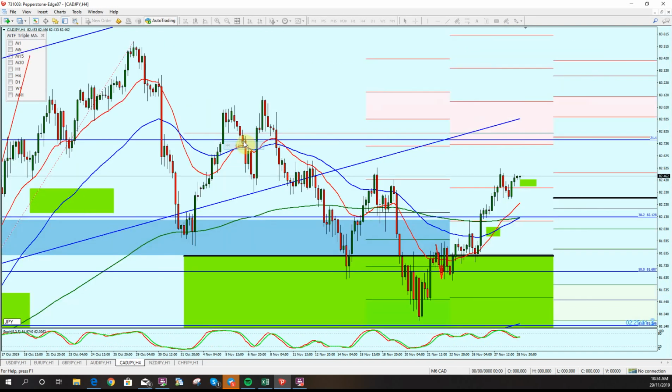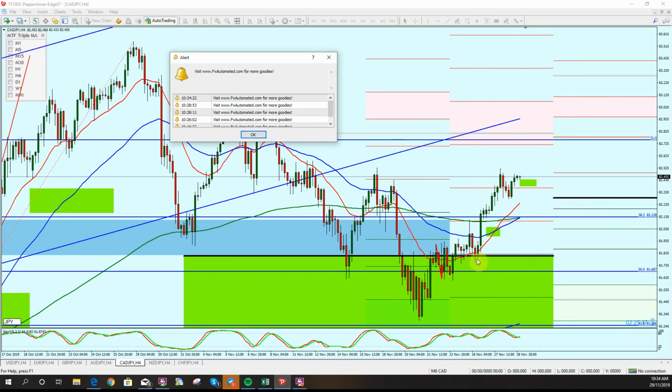There's that pivot I was talking about. On this, it looks likely to get up there, but I'm not going to chase it.